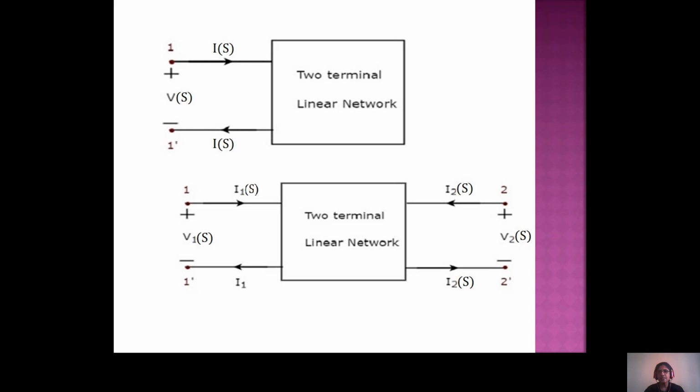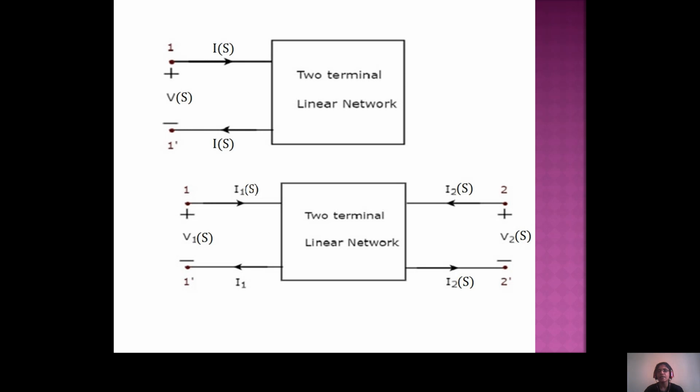In a two-port network there must be two pairs of terminals. The first, the input terminals, we have taken as V1 of S and I1 of S, and the second, the output terminals, we have taken as V2 of S and I2 of S. That means in the two-port network there must be four variables. Among these four variables, we consider two as dependent variables and two as independent variables.